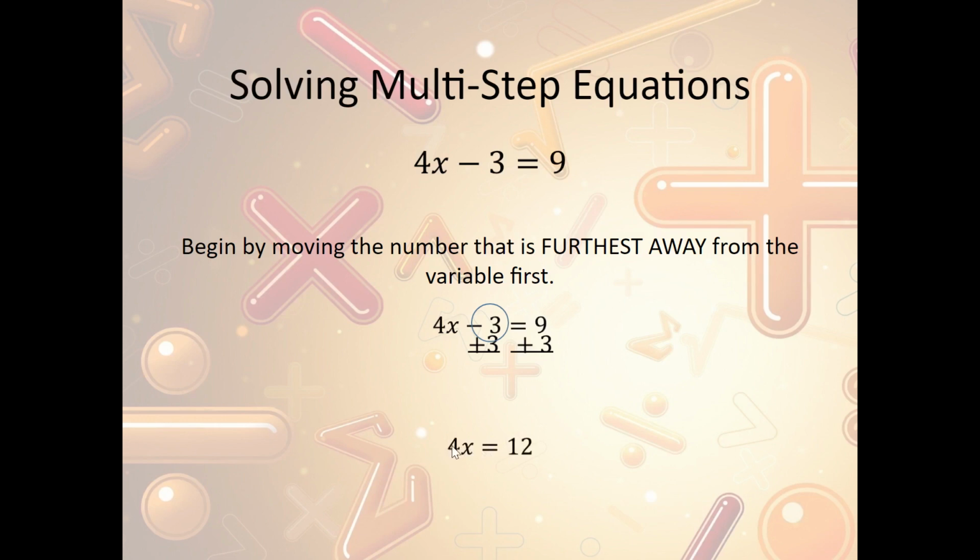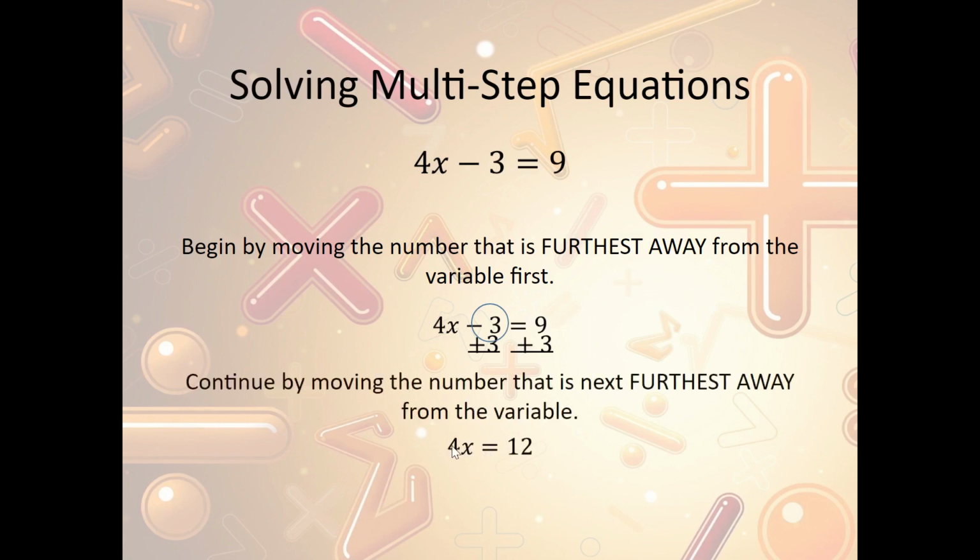Now we get rid of the next variable. So we just keep doing this, whatever's the next furthest away, we just keep doing that process until we get x by itself. Well, the only number that's left is the 4, so we're going to get rid of that one next. So we have 4 times x is equal to 12, so we're going to undo multiplication by dividing. So we divide both sides by 4, and we get x by itself is equal to 12 divided by 4 is 3. So in this case, we get x equals 3.